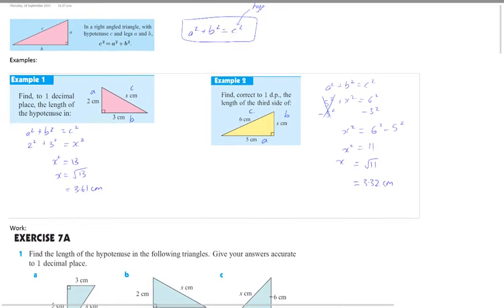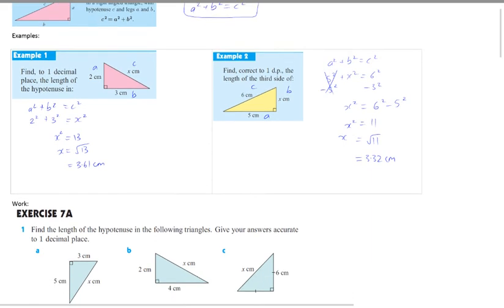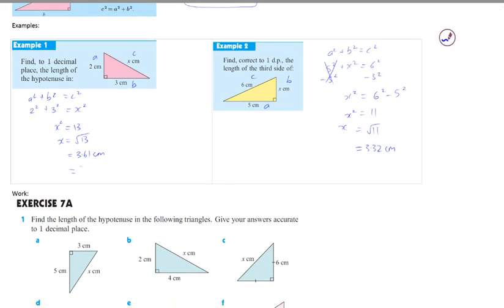Okay, time for questions. Yes? On the first question, when it says to one decimal place, does that just mean 3.6? That's right, so I should be writing 3.6 centimetres. Thank you. Any other questions?